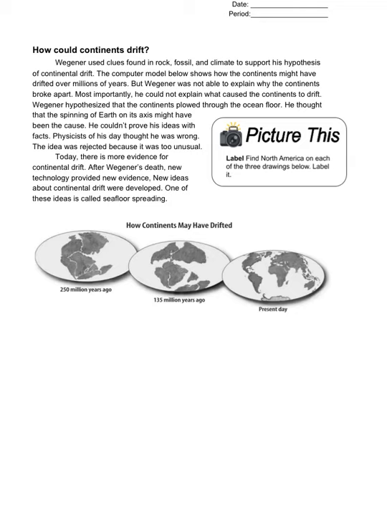Label. Find North America on each of the 3 drawings below and label it. Again, if you can do it on virtual by clicking on it and adding text boxes over the picture, go ahead. But if you can't, don't worry about it. So I'll do the first one for you, and then you can do the rest. So North America is right here. And South America is here. So can you see that on the other pictures?